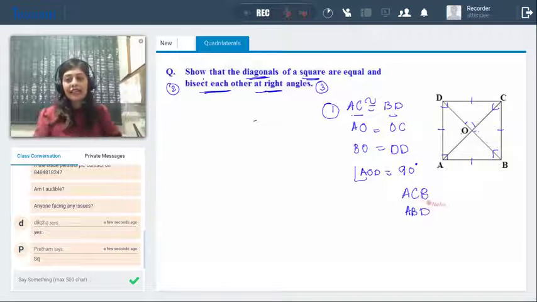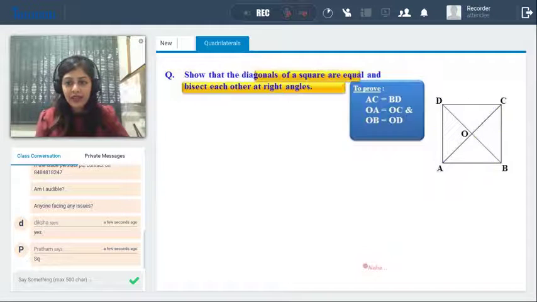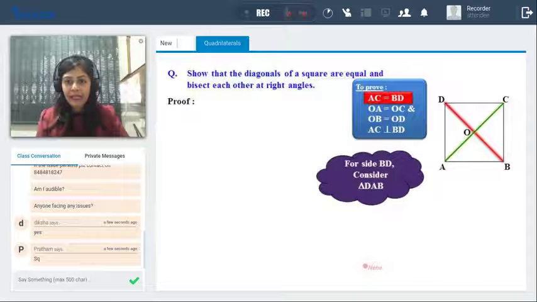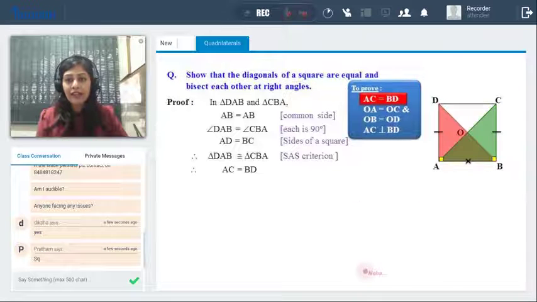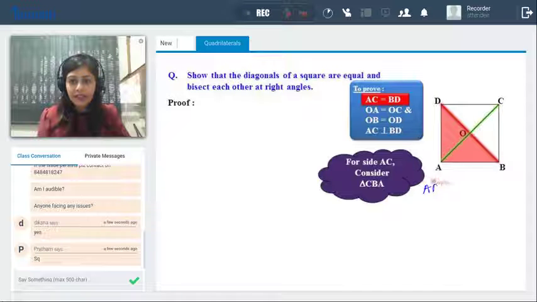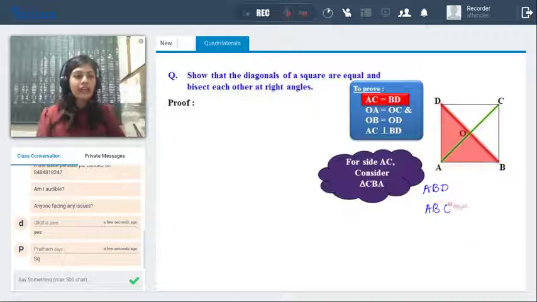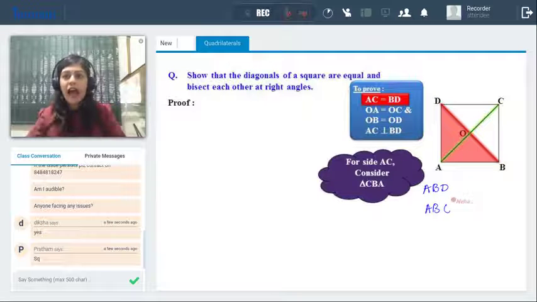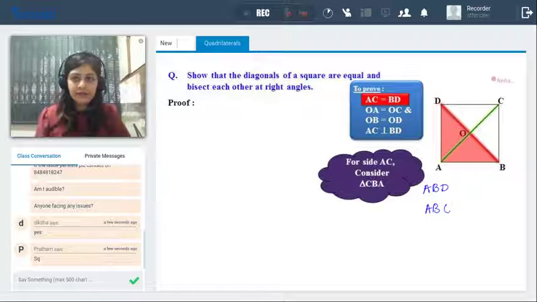Come on, students, quickly, I'm going to highlight these two triangles for y'all, ACB and ABD. Quickly, you need to tell me how these two triangles are congruent. Triangle ABD and triangle ABC. I'm going to give you all the names again. ABD and ABC. Quickly, I want you all to type in the chat box how these triangles are congruent.